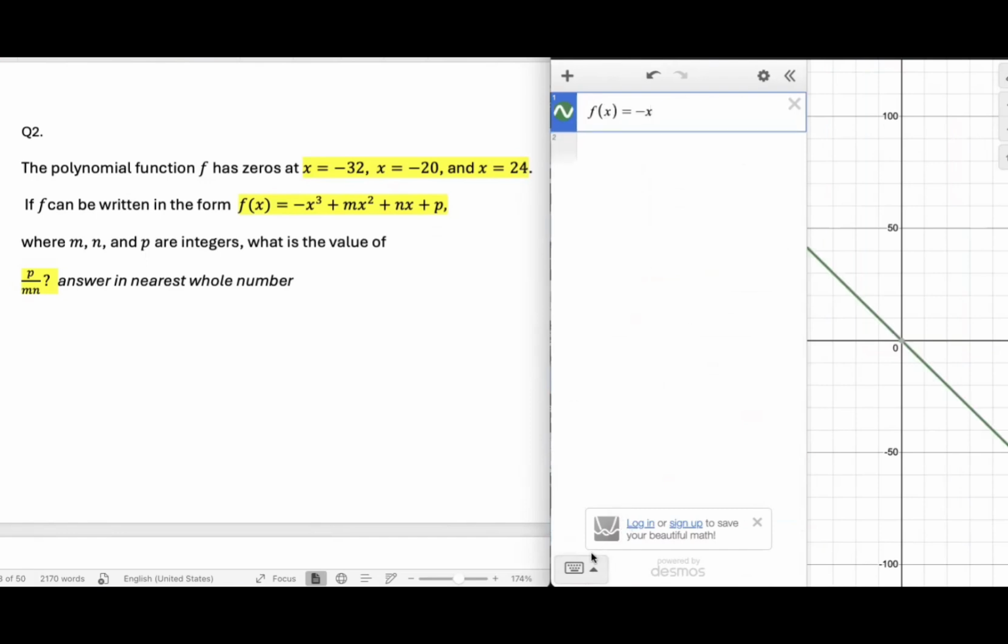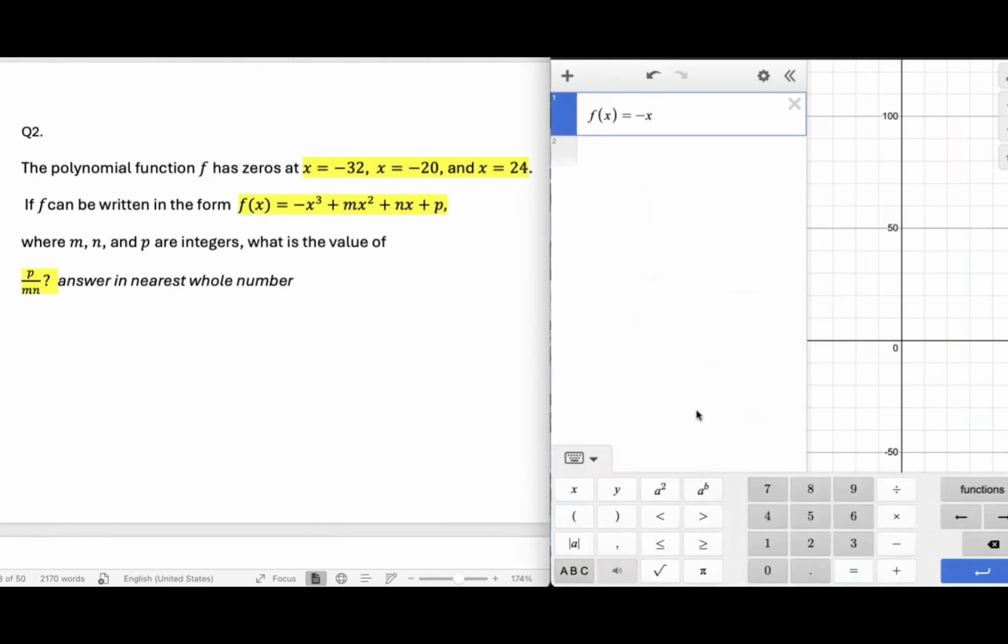Minus s to the cube, mn s squared, and p. So that's the function. Now we have all these s values. That means they are points, like I told you.